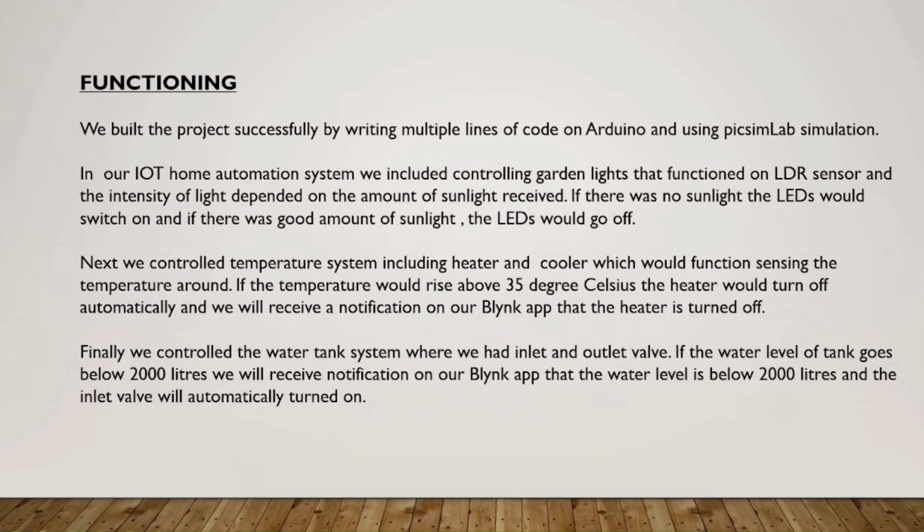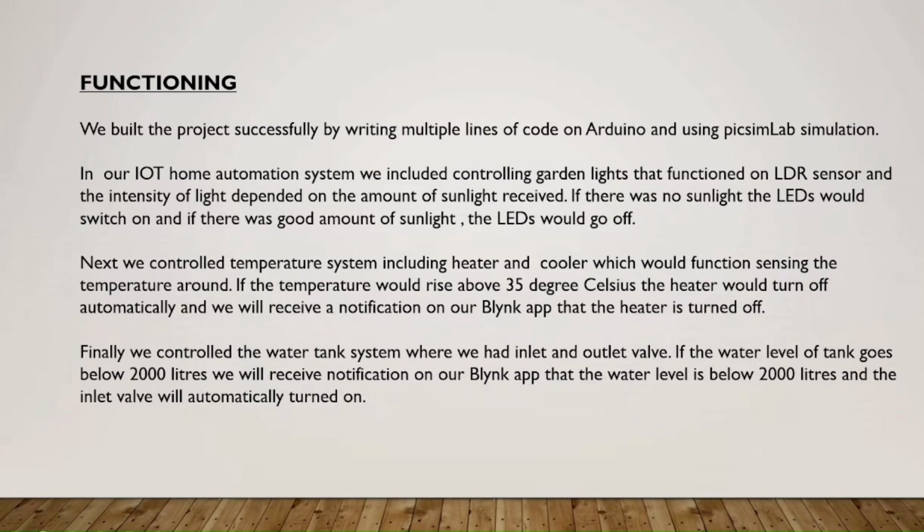In this project we built successfully by writing multiple lines of code in Arduino and the PICSimLab simulation. In our IoT home automation system, we included controlling garden lights using an LDR sensor, with the light depending on the amount of sunlight received. If there was no sunlight, the LEDs would switch on, and if there was a good amount of sunlight, the LEDs would turn off.